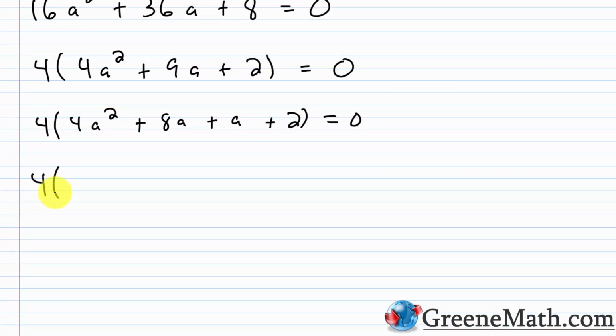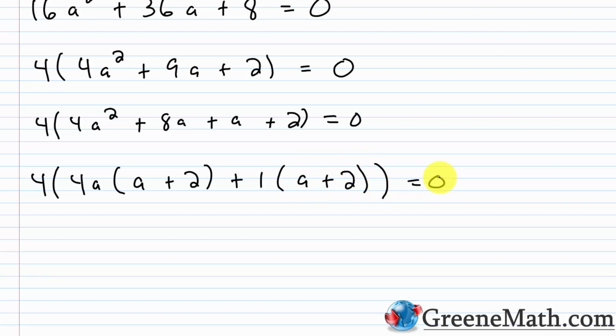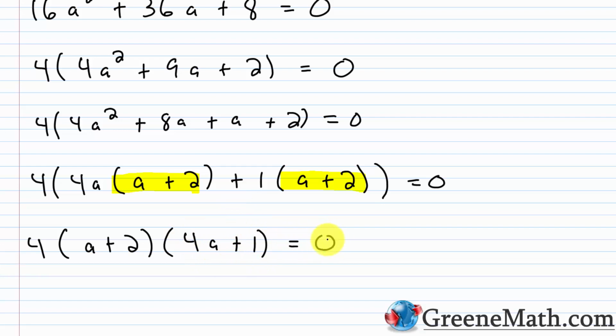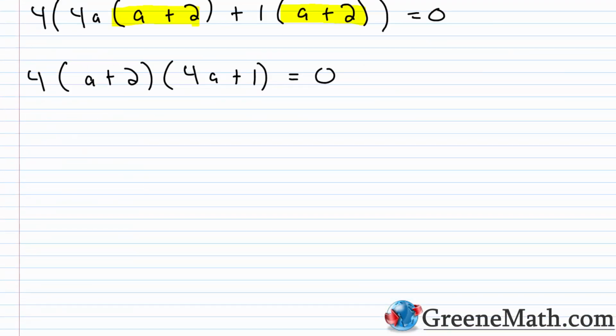So I'd write 4. In the first group, I could pull out a 4a. What would that leave me with? A plus 2. In the second group, I just pull out a 1, and that would leave me with a plus 2. Then this equals 0. Now I'm going to factor out the common binomial factor, that's this a plus 2 here. If I pull that out, I'd have the quantity a plus 2 times 4a plus 1. This equals 0. So now, in factored form, I have 4 times the quantity a plus 2 times the quantity 4a plus 1, and this equals 0.